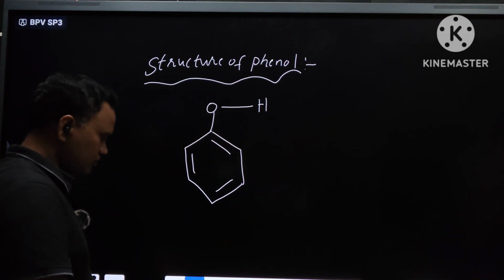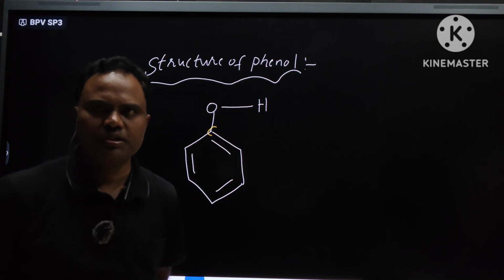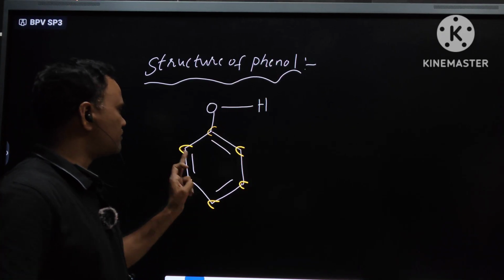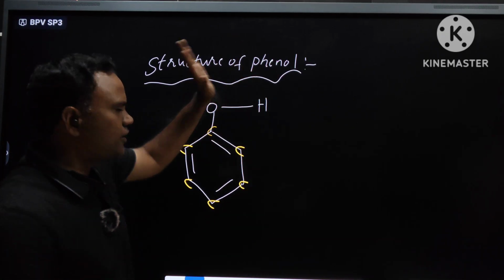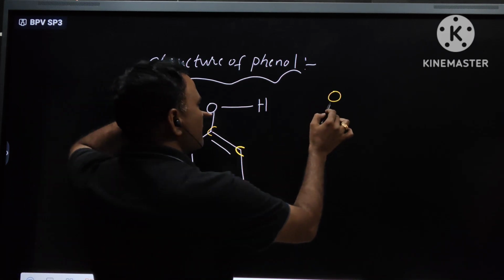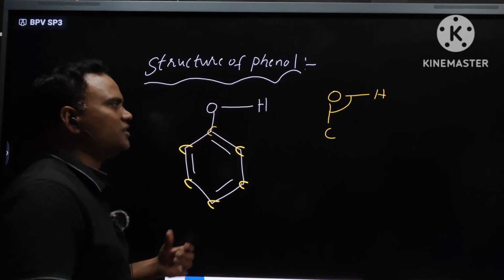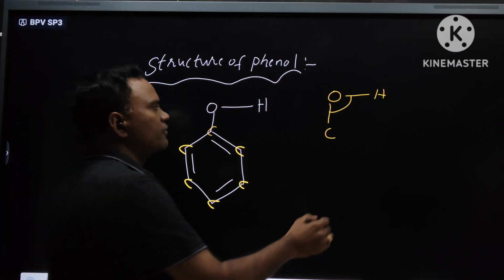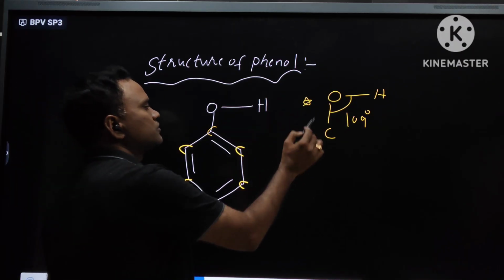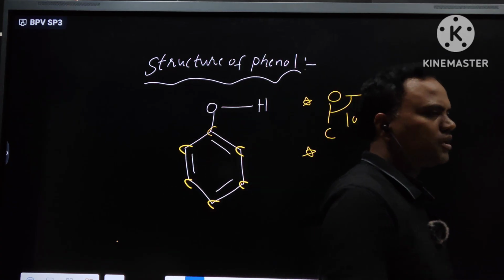This bond angle, look at this, all of you. Here carbon is present or not? C6H6 benzene. This is carbon, this is carbon, this is carbon, this is carbon, this is carbon. Carbon, oxygen and hydrogen. I am writing oxygen here. Carbon, oxygen and hydrogen: this bond angle, the C-O-H bond angle, is 109 degrees. First point about phenol structure: the C-O-H bond angle is 109 degrees.